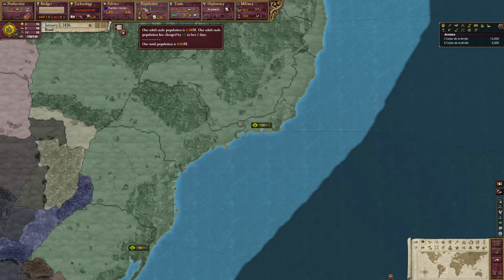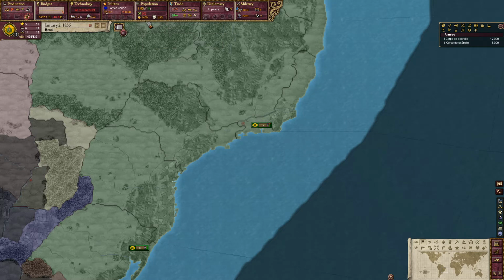Our adult male population right now in Brazil is 1.50 million, or 1.5 million. Our adult male population changed by 18 in the last 2 days, but it's only been 1 day into the game. That number will go up and down depending on stuff. But again, we're not going to worry about that right now.